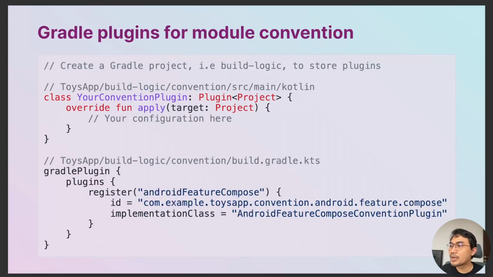First of all, we need to create a project to store our plugin. Let's call it Build Logic project. After that, we need to create the plugin. A standard plugin that looks like any other Gradle plugin, where you have to implement the plugin interface. And finally, register that plugin so that our module can apply this in the build.gradle.